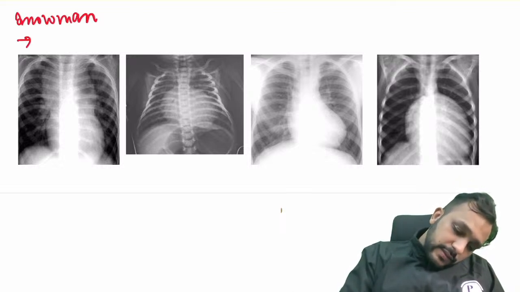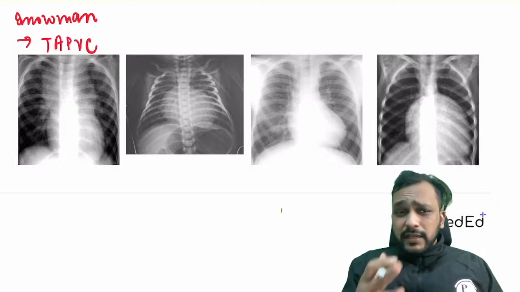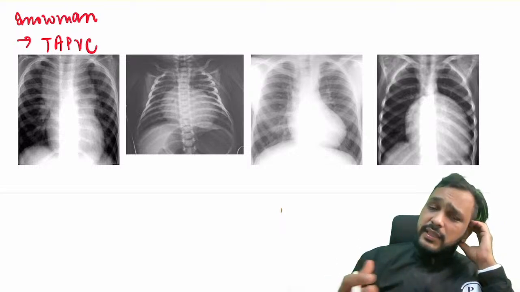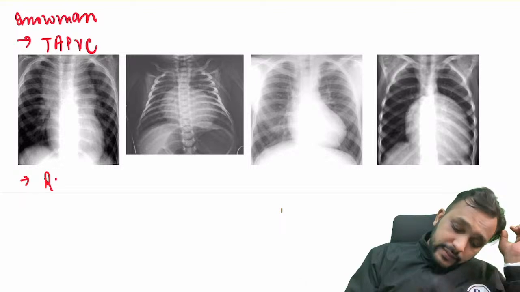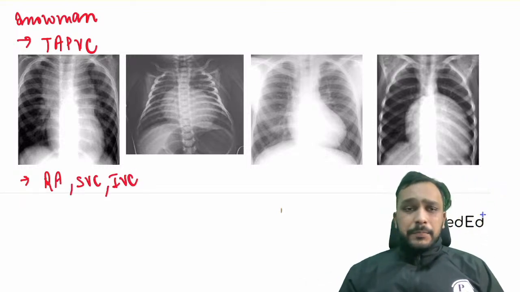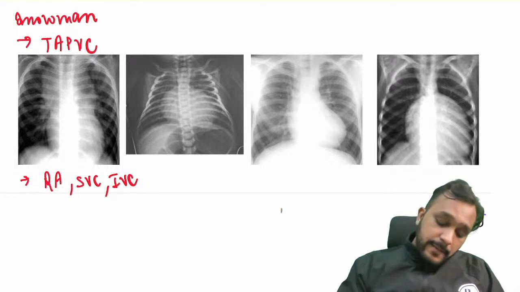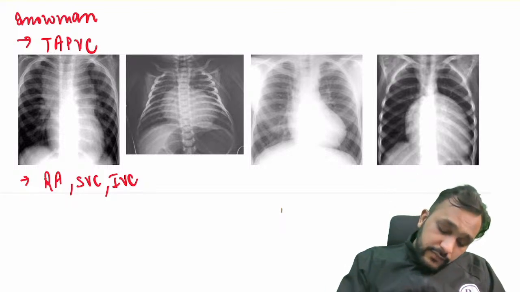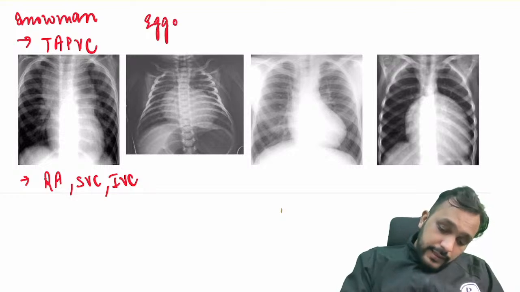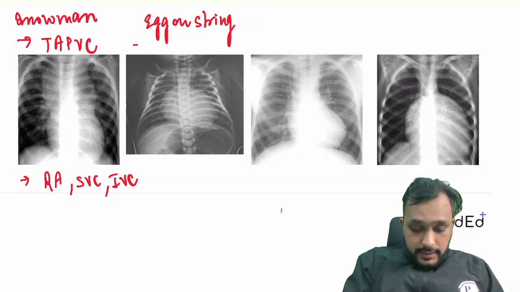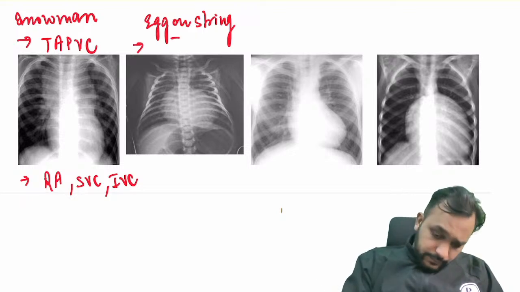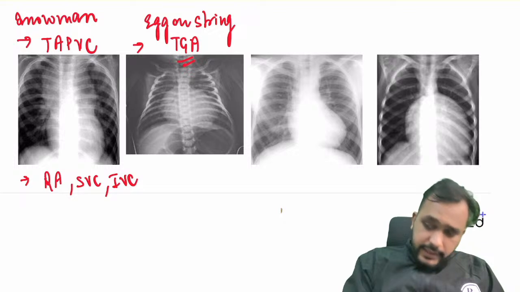this is seen in patients with total anomalous pulmonary venous connection, when all the pulmonary veins are draining into the, normally the pulmonary veins drain into the left atrium. So when they drain into the right atrium or SVC or IVC, this is known as TAPVC, giving the snowman appearance. And in the second image we can see that this is egg on string appearance, that is seen in patients with transposition of great arteries.